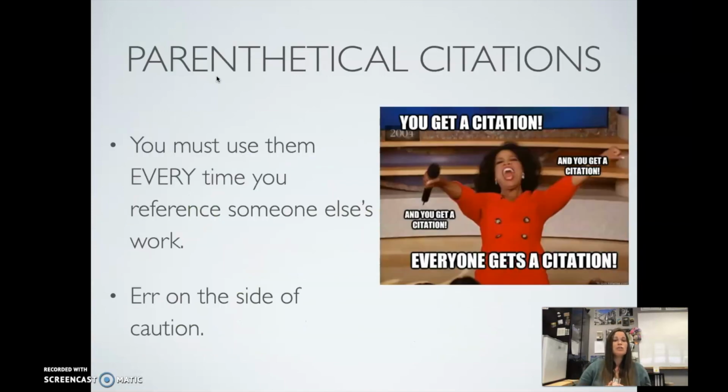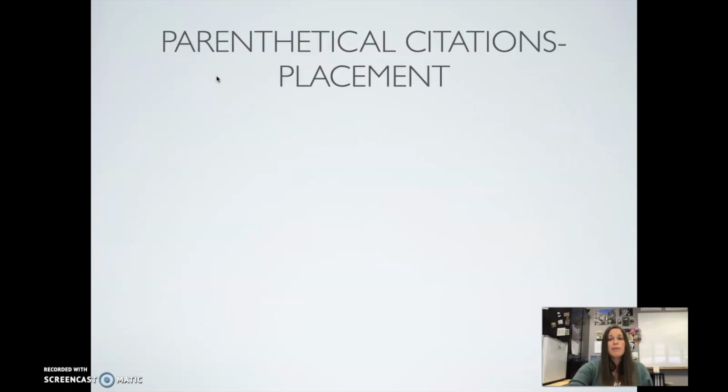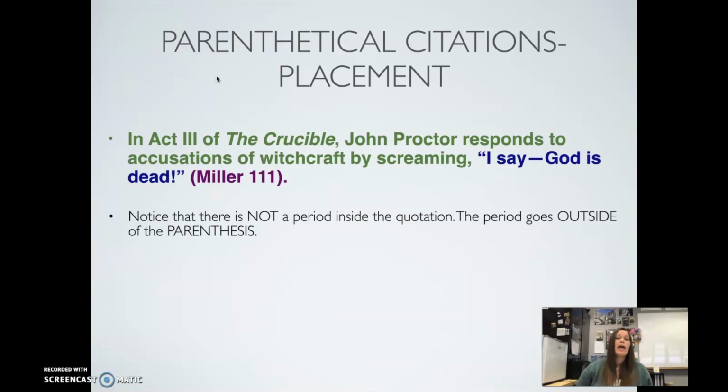Parenthetical citations. You must use them every time you reference someone else's work. I would err on the side of caution. If you're not sure if you should use a parenthetical citation, I would, okay? I would. Placement of parenthetical citations. Notice, here it is. In Act 3 of the Crucible, John Proctor responds to accusation witchcraft by screaming, "I say God is dead." Miller 111.